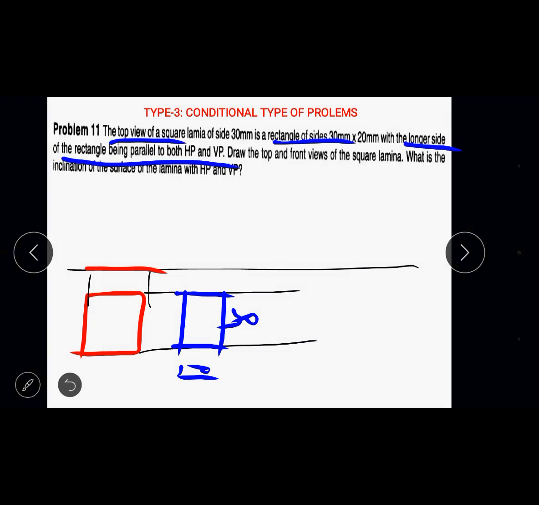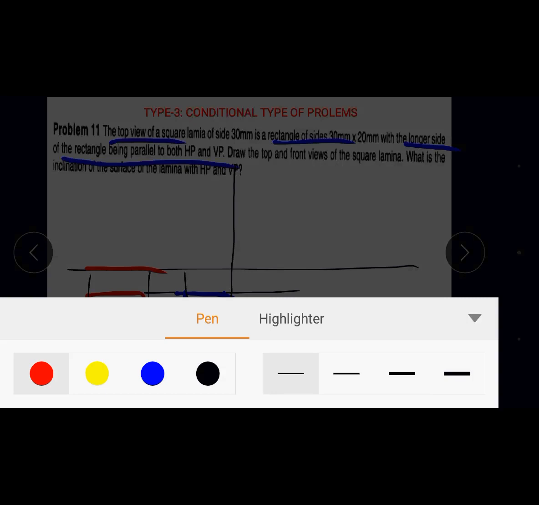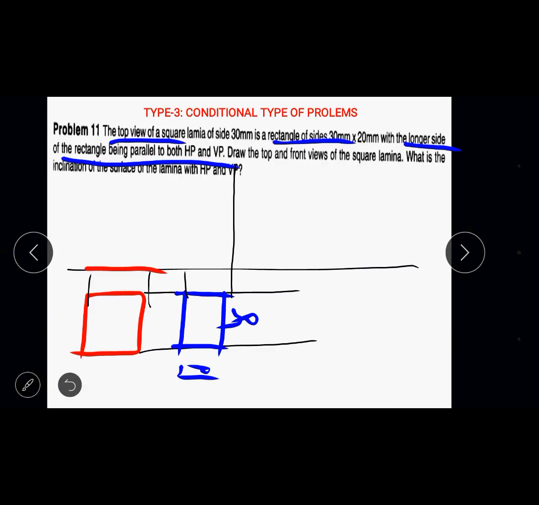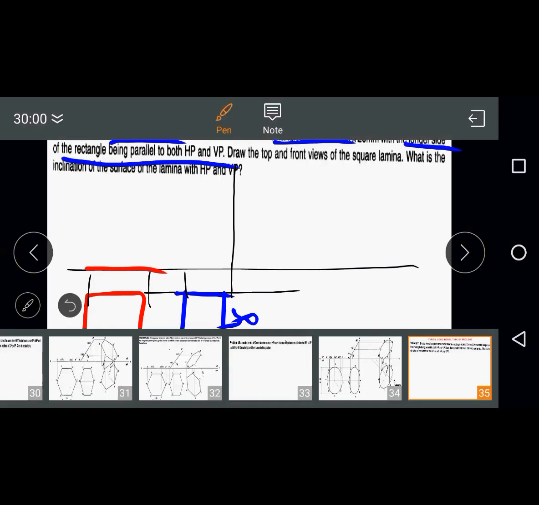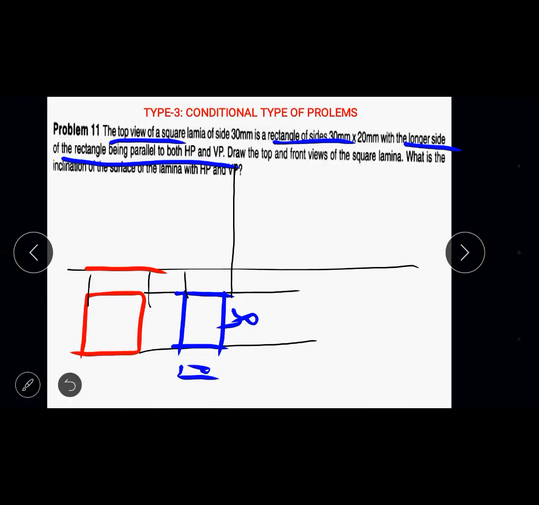So next we'll draw the projection line from the top view. So on the left side of the top view and the right side of the top view, I'll just draw a line to some extent, to some dimension. Then after that, measure the front view of the lamina. So keep your compass here on the left end.